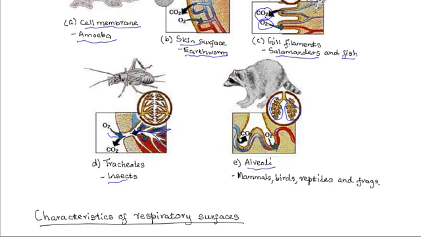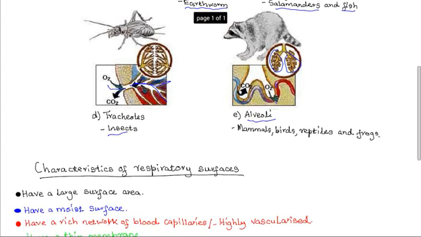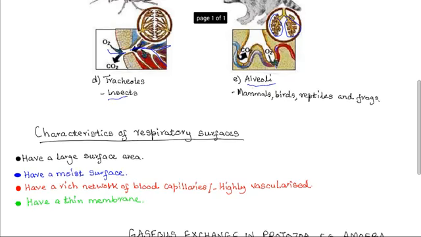area for gaseous exchange. Now, regardless of the nature or type of the respiratory surface, they all have most of these characteristics. That is, one, they present a large surface area for gaseous exchange because the gaseous exchange depends on diffusion. And the larger the surface area, the faster the rate of diffusion.